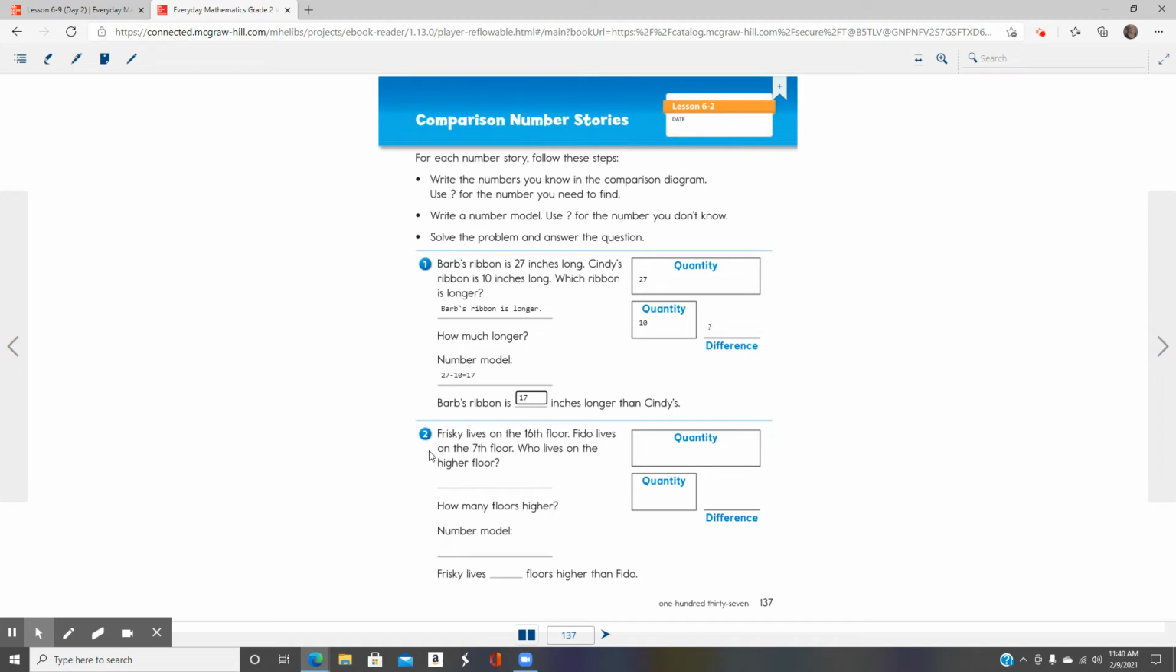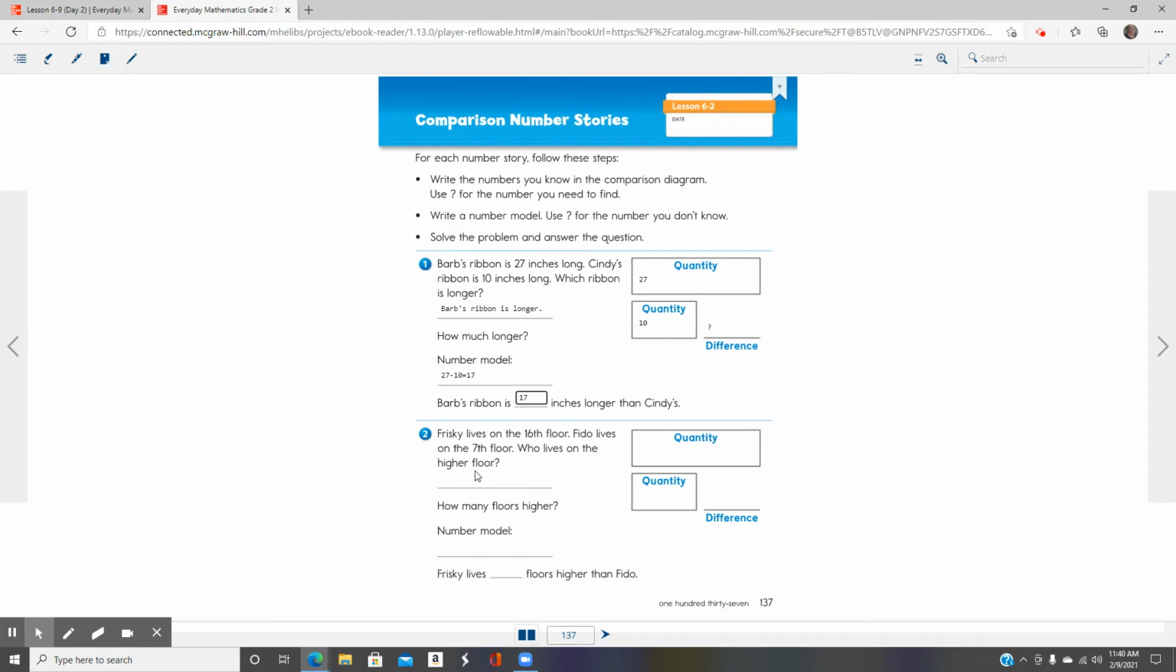So this word problem says Frisky lives on the 16th floor. So, oh, they must live in a very tall apartment building. An apartment building has like a bunch of mini houses all pushed together into one building, essentially. That's an apartment. So I'm thinking they're living in an apartment building. Frisky lives on the 16th floor. Fido lives on the 7th floor. Who lives on the higher floor?